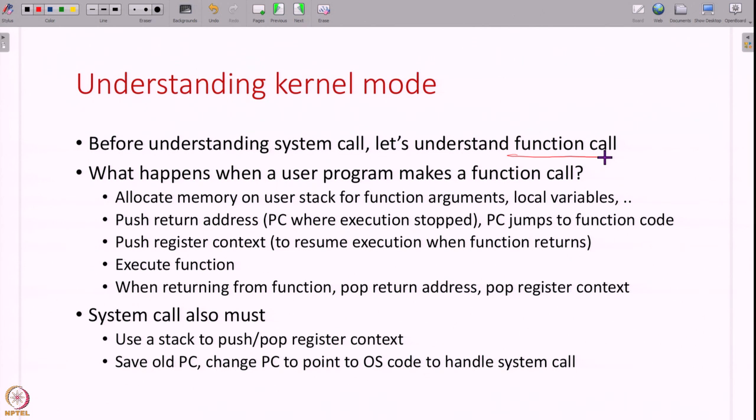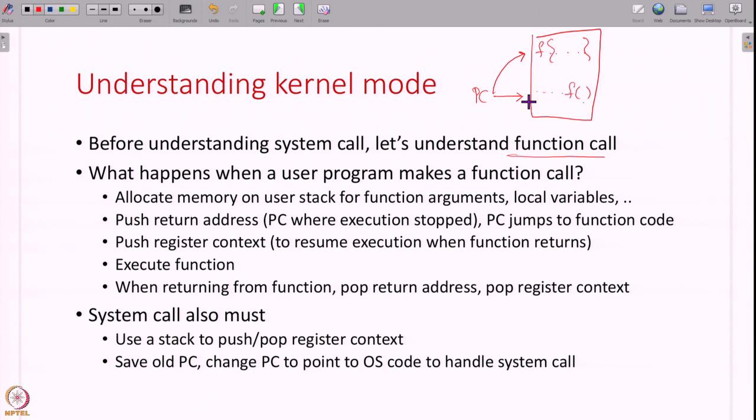So, let us begin with understanding what is a function call, okay? There is some code in your program, there is some function here and there is some other piece of code that calls the function, and this is the actual implementation of the function, okay? Initially, your program counter is pointing to the code here and this function is invoked by some code. At this point, what happens? Your program counter will jump to the function code and execute those instructions and then come back here, right? So, you all understand what is a function call or a procedure call.